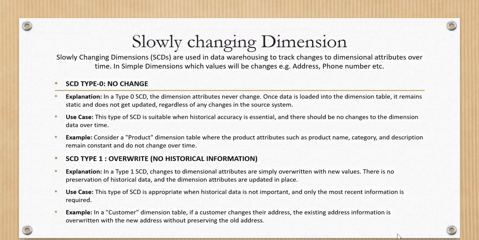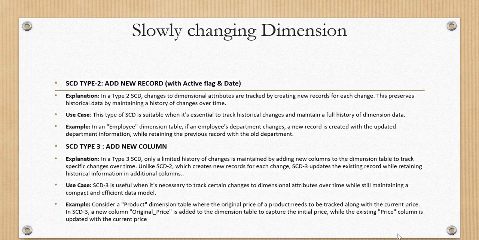Second is SCD type 1, which is override. That means we are not going to worry about what my previous value is or what my historical data is. All I care about is the current record or the current value. That is type 1. That means I'm going to simply override the previous value without any historical information. It can be, let's say, the phone number or the email address of the customer. I do not want their previous one. I'm going to take care of the recent phone number or recent email address for better communication.